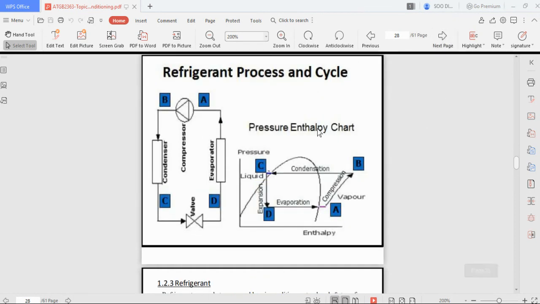Okay, so this is an additional picture. So we are going through A, B, C, D, which is the compression, condensation, expansion, and evaporator. So they are going through a cycle of being a liquid and a gas.